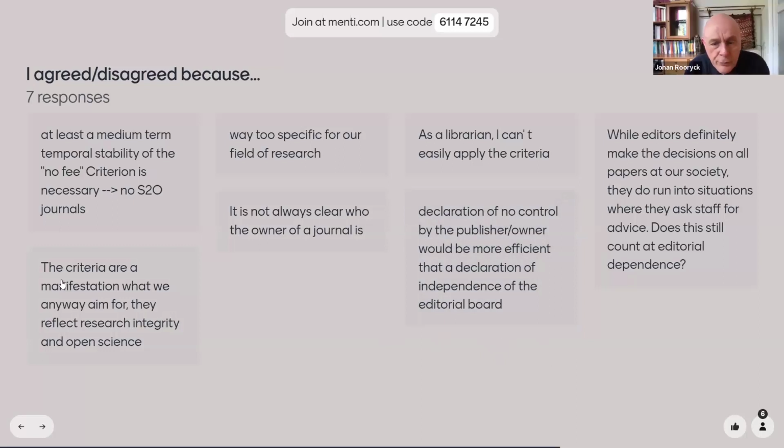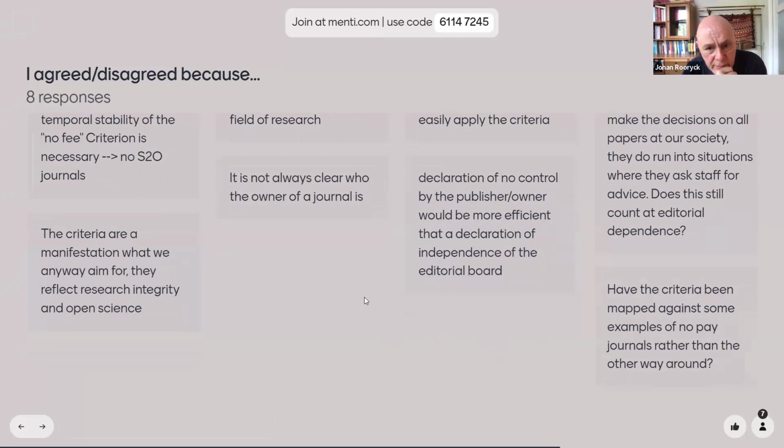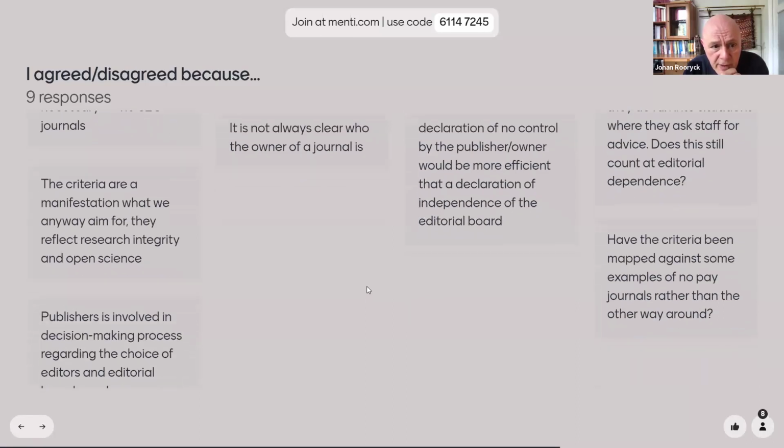I'll unmute myself, sorry. You can always ask staff for advice, but as long as the final decision is made by a scholar, as it should be, I think we're fine. Of course, this is in the editorial independence. I don't think that's an issue, really. And yes, it is not always clear who the owner of a journal is, and that is something that we wish to change. That really needs some thinking and some work.